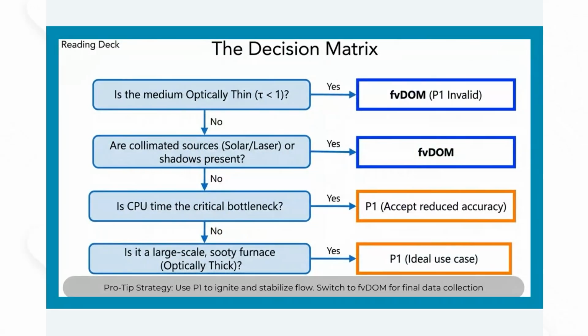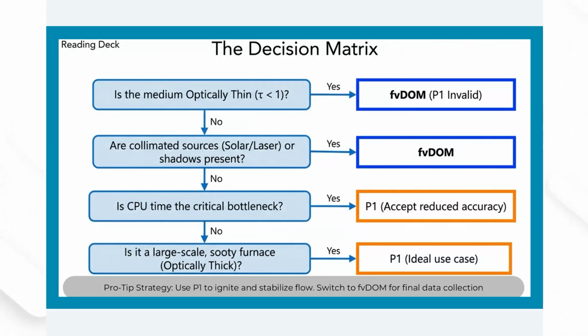Ultimately, coming to the decision matrix here of what type of model to use for what material, one of the most critical physics questions at the top here is: is the medium optically thin? If your answer is yes, definitely go for FVDOM, do not go for P1. As we discussed, P1 assumes radiation is diffusive. Applying it to clear air is physically wrong. You must use FVDOM to capture your directional beams here.